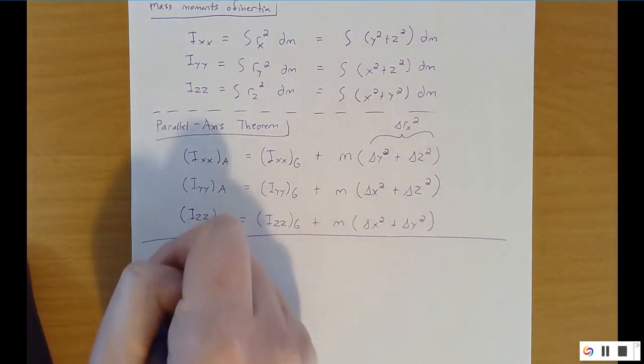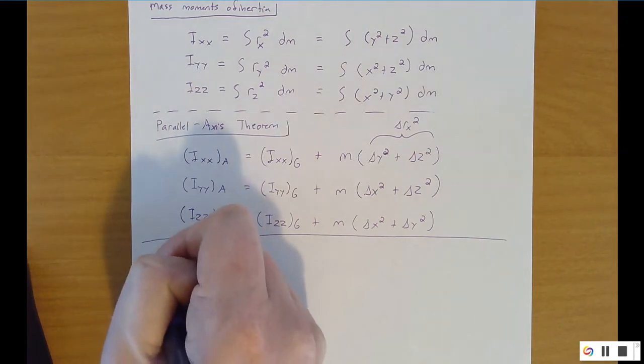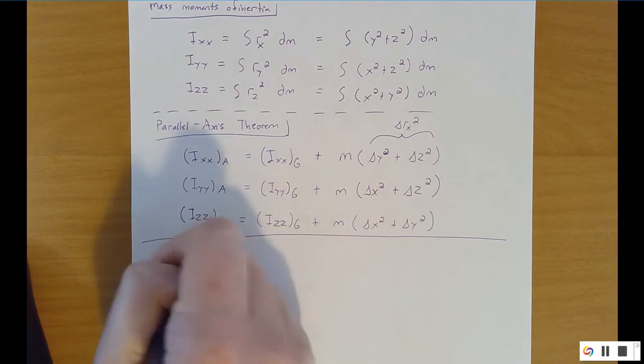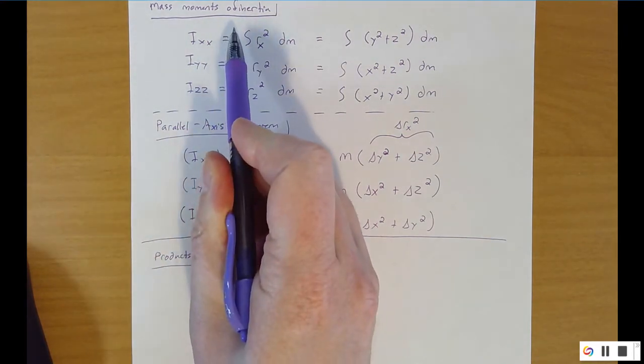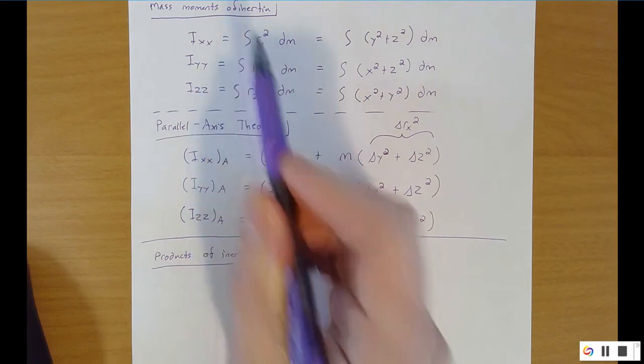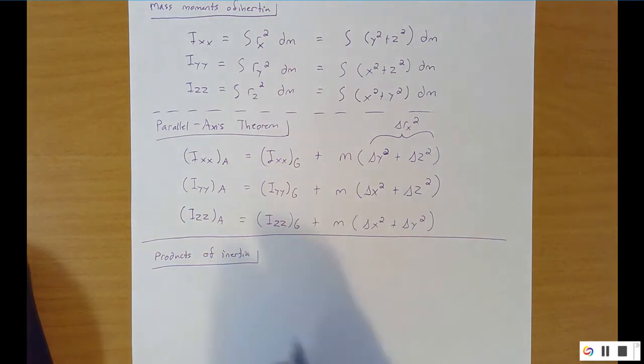So the new property is products of inertia. So moments of inertia, if you remember, so the mass moment of inertia, that was the resistance to angular acceleration. Products of inertia are a measure of symmetry. How symmetric is the body about a plane? This is the best way I can think of to describe it.